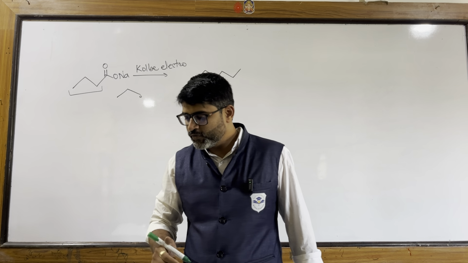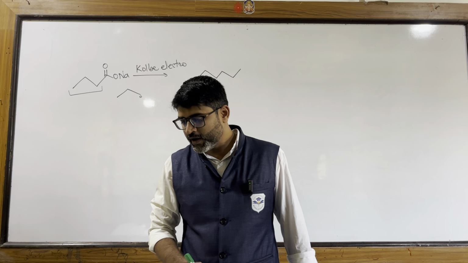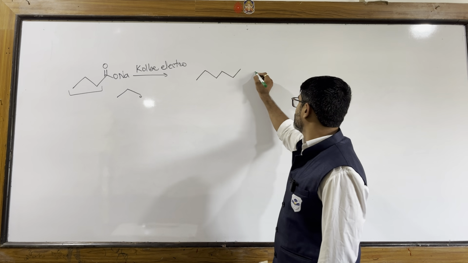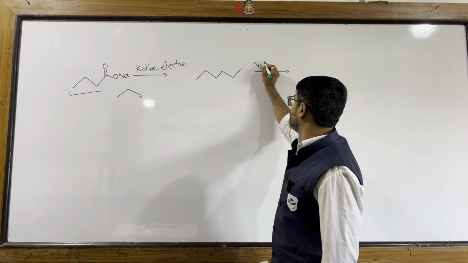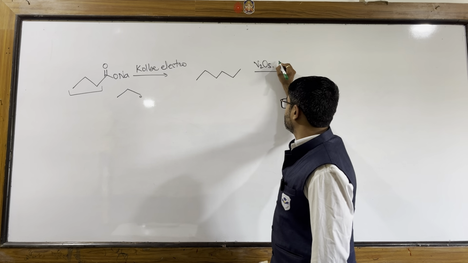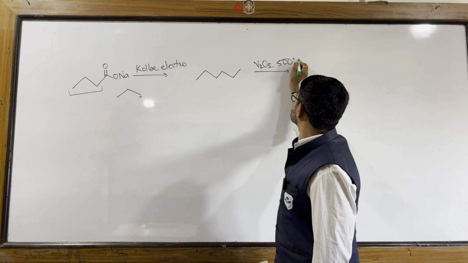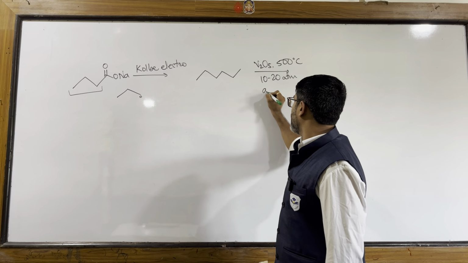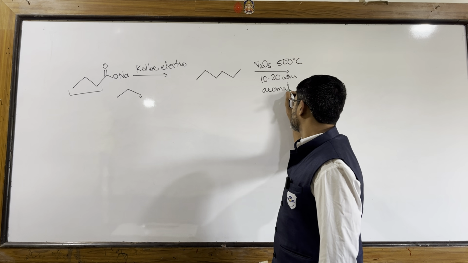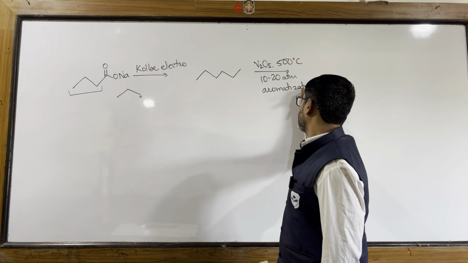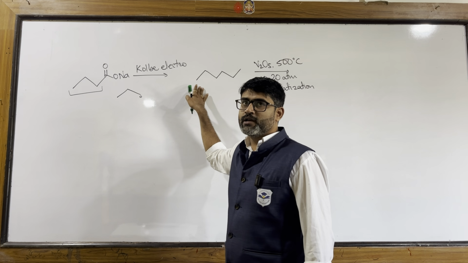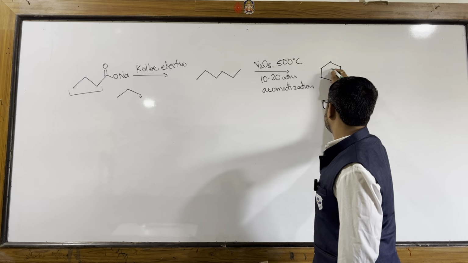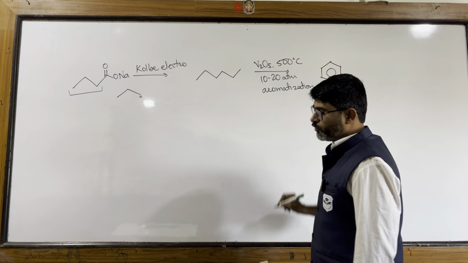In the second reaction we have V2O5 at 500 degrees Celsius and 10 to 20 atm pressure. So it is vanadium pentoxide at 500 degrees Celsius and 10 to 20 atm pressure. This is an aromatization reaction. So by the aromatization of this hexane we get benzene. So the product of the first reaction is benzene, which is Q.